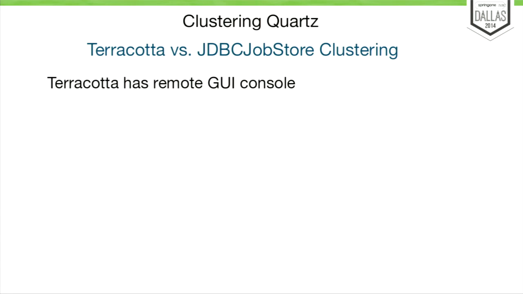So what's the difference? You can use Terracotta or the JDBC job store clustering as the two main options. There is a Redis job store as well you can use. However, it doesn't support multiple scheduler names. So if you've got multiple applications sharing the same context, you may need a Redis server for each application.